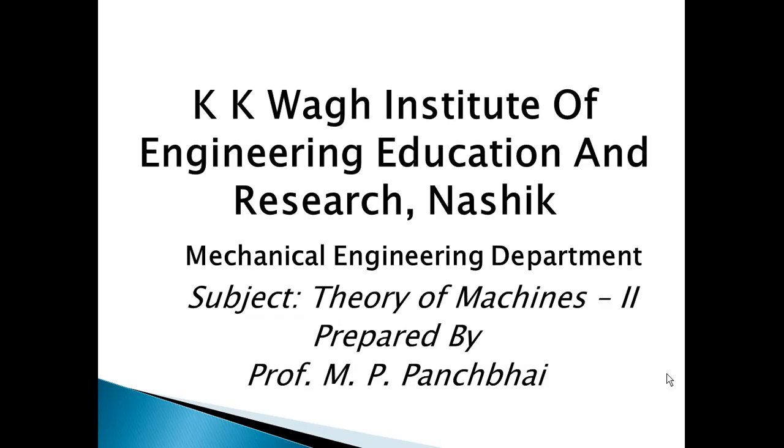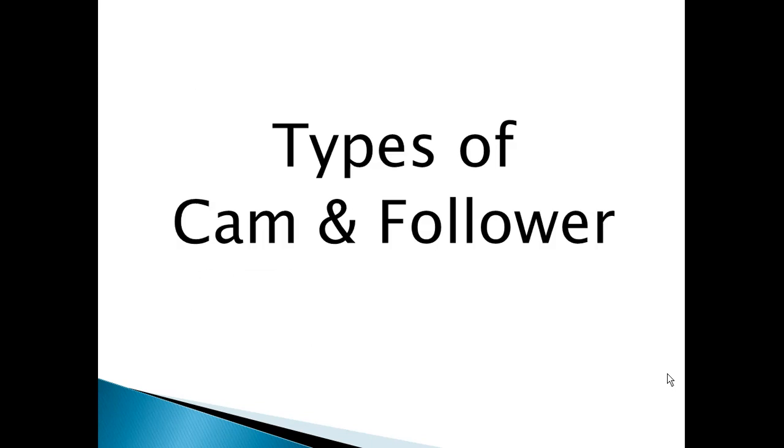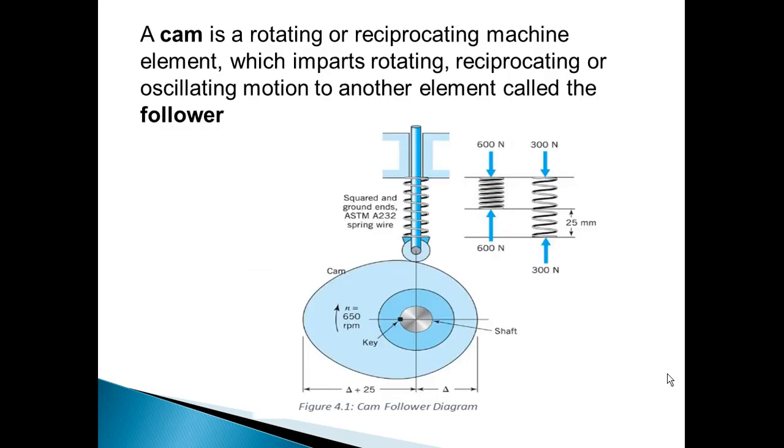Today we are going to discuss types of cam and follower. Before that, what is a cam? A cam is a rotating machine element mounted on a camshaft, which gives motion to another element called a follower, which may be either reciprocating, rotating, or oscillating.